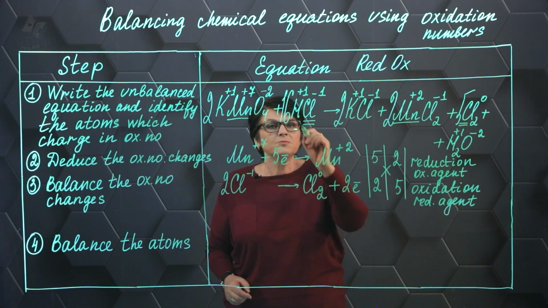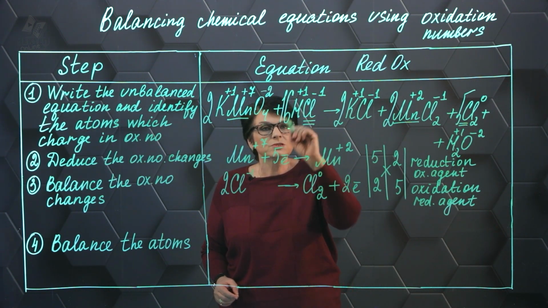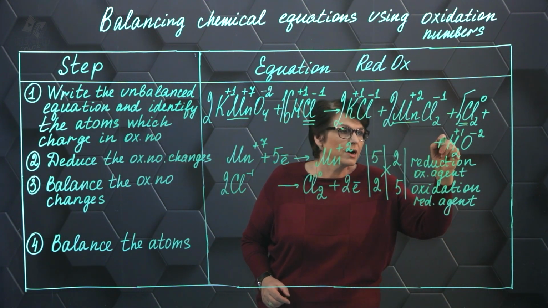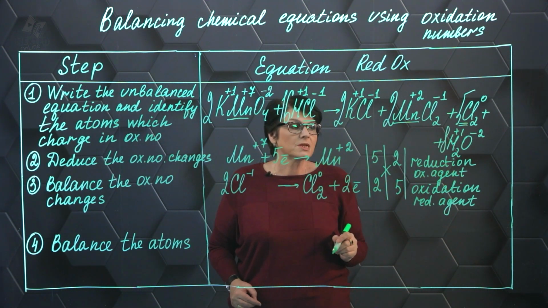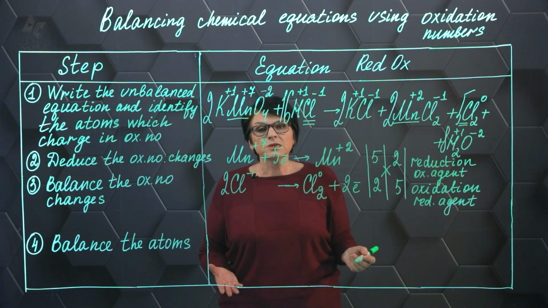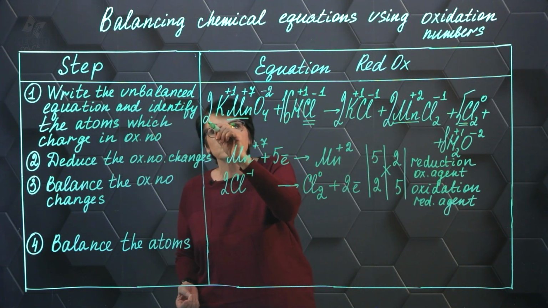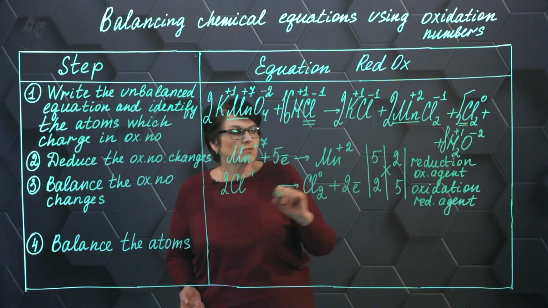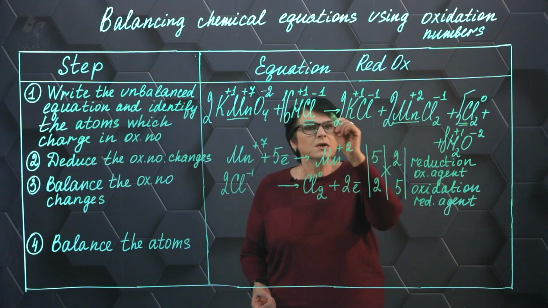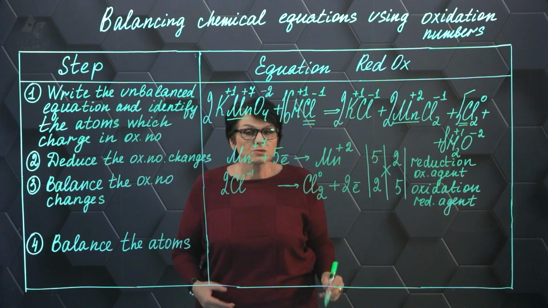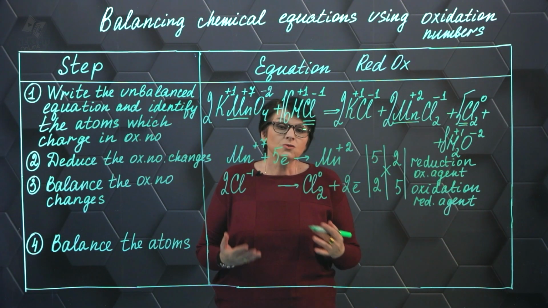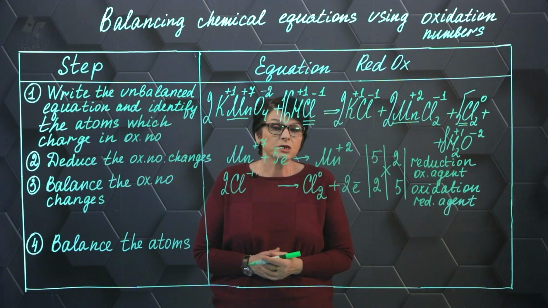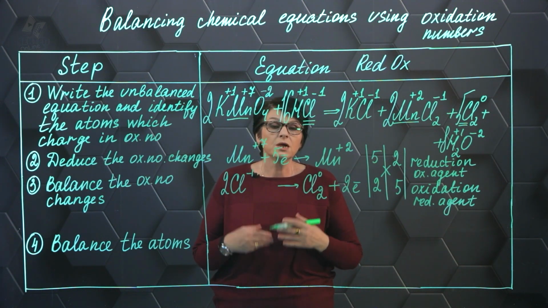Moving on to hydrogen, we have 16 atoms on the left side and 2 on the right side. To balance the equation, let's add 8 water molecules containing 16 hydrogen atoms. Now onto oxygen: 2 times 4 gives us 8 oxygen atoms on the left side. On the right side, we also have 8 oxygen atoms. This results in the following equation.